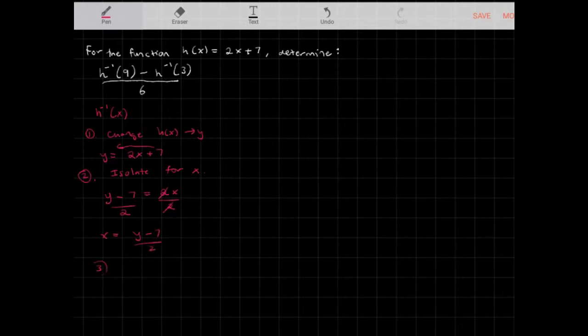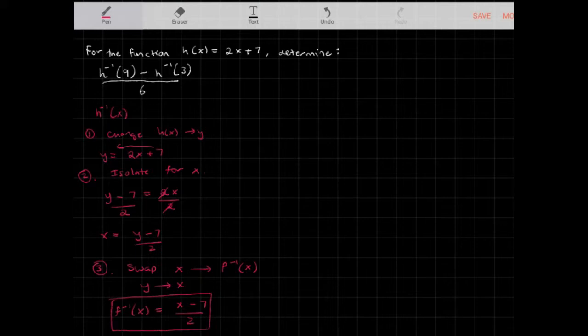In the third step, you want to swap x and y to get the inverse function. X becomes the y value of your inverse function, and y becomes the x value of your inverse function. So now the inverse function will look like f inverse of x is equal to, y becomes x, so x minus 7 over 2. Okay, so this is your inverse function.